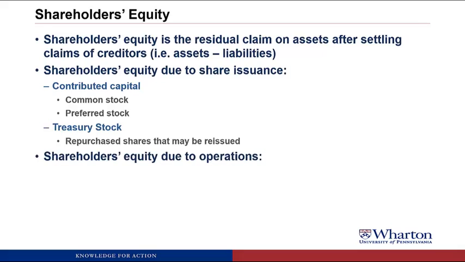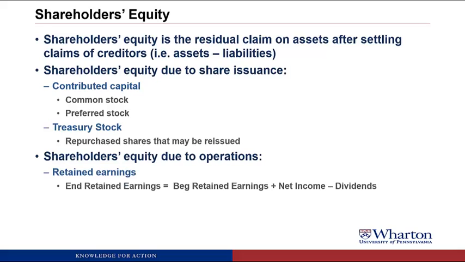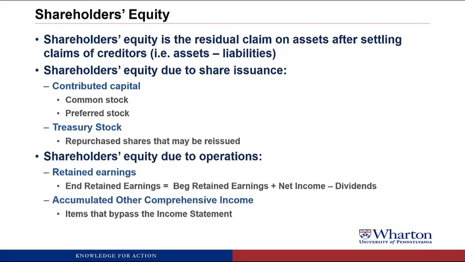And then stockholders' equity or shareholders' equity can come due to operations. So we have retained earnings, which we've talked about a lot in the course, where your beginning retained earnings goes up by net income, goes down when you pay dividends, and that gives you the ending retained earnings. So retained earnings is literally net income that you have retained that you've not paid out as dividends. And then we talked briefly about accumulated other comprehensive income. This functions sort of like retained earnings, except it's for items that bypass the income statement.